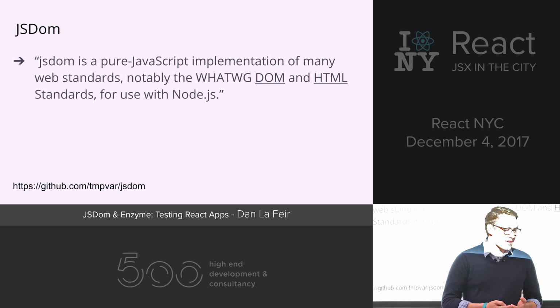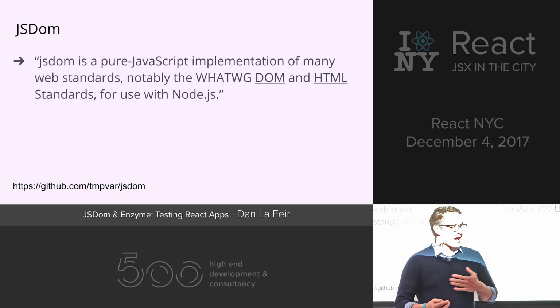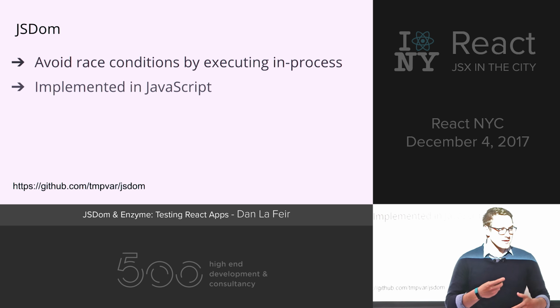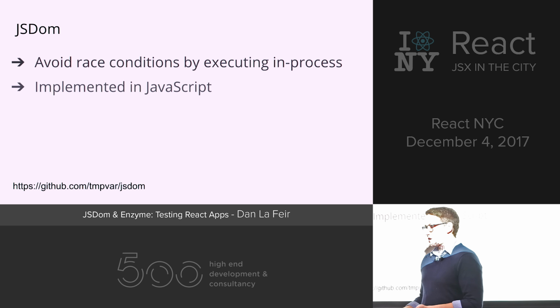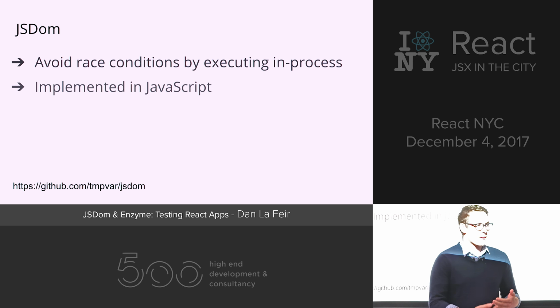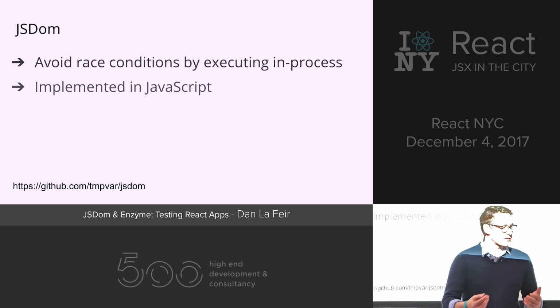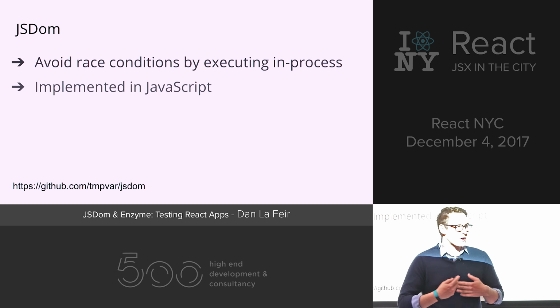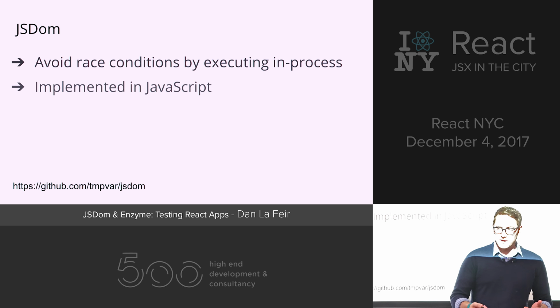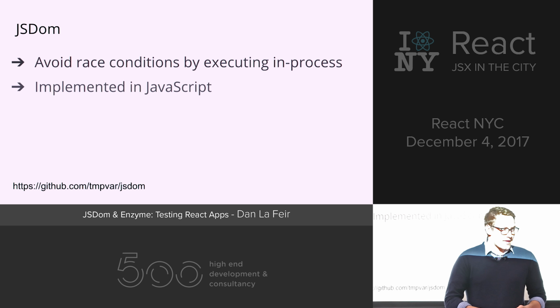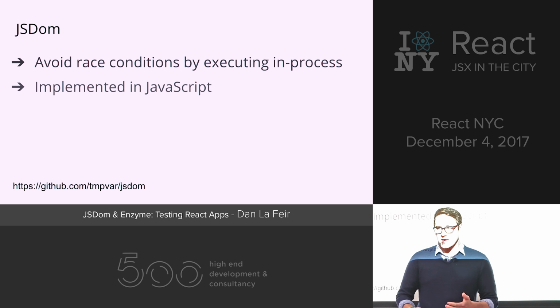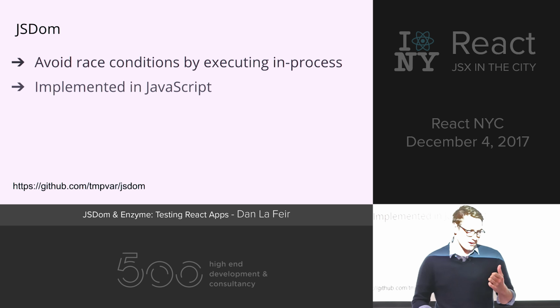But the things that I really like about JSDom are the ability to avoid race conditions because it's executing in process, and that it's implemented in JavaScript. There are a couple of different things that are great about JSDom, but these are the two that are really exciting. Because one, I can debug and figure out what's going on when something goes wrong, because it's JavaScript and I'm familiar with it. And the race conditions really come into play when we talk about some of these tests that I'm going to go over.